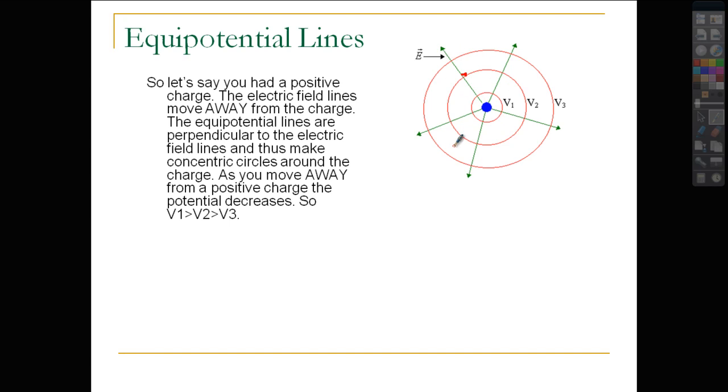So as you move away from a positive charge, the potential decreases. So here, at V1, we have the highest potential, V2 lower, and V3 the lowest.